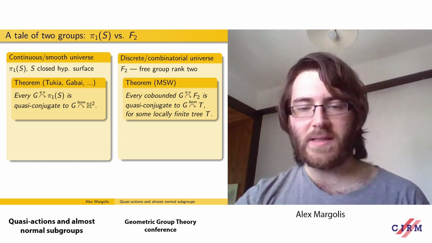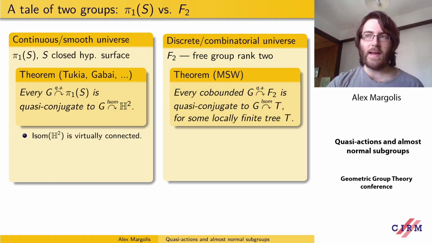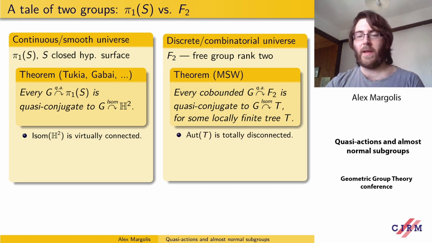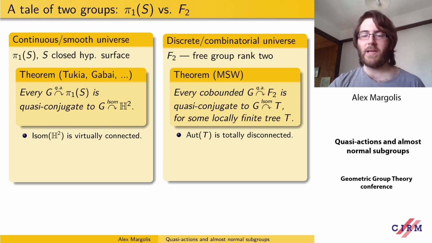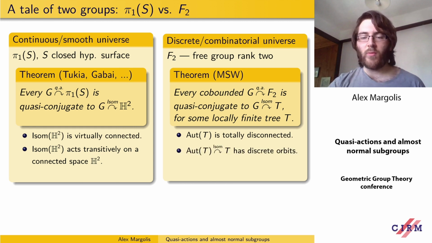And some more qualitative differences between these two situations. So after we pass to the index 2 subgroup of orientation preserving isometries, the isometry group of H2 is a virtually connected Lie group. In contrast, the automorphism group of the tree, with the usual compact open topology, is totally disconnected. Similar situation, the isometry group of H2 acts transitively on H2, the connected space, whereas the automorphism group of the tree has discrete orbits.